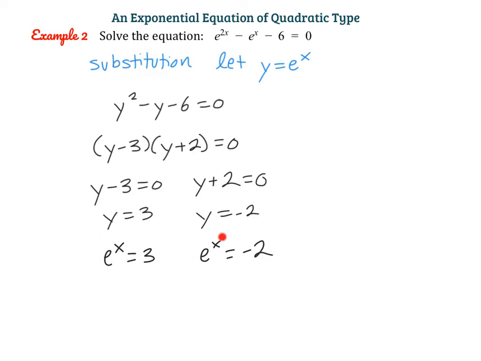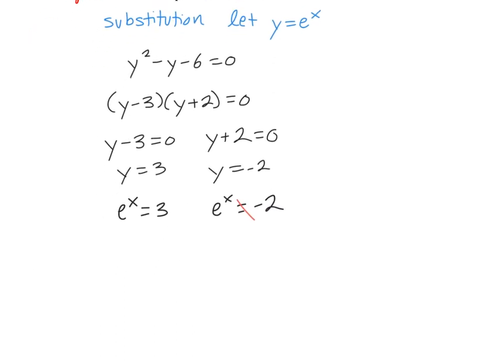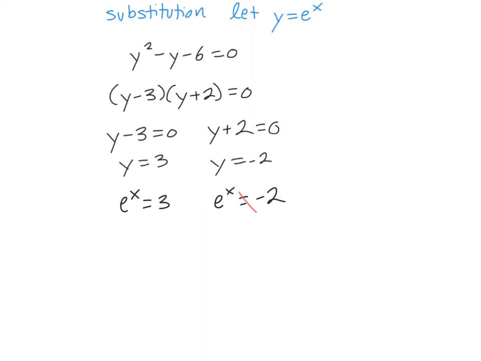Now, if you remember what the parent function of e to the x looks like, it's always positive. Plus, we have a positive base raised to a power. It will never be negative. So this actually gives us an extraneous solution. We can't solve from here. But this one we can finish solving. So we can take the natural log of each side.